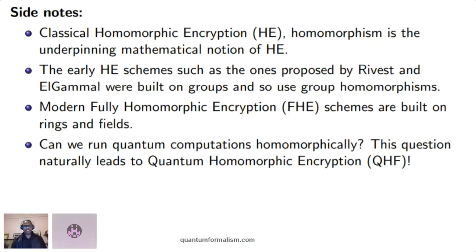And the modern ones, like fully homomorphic encryption over the torus, for instance, are built on much richer structures, like rings. So for those of you interested in homomorphic encryption, this is the simplest level at which to get familiar with the notion of homomorphism. You are encouraged to go and think about these things before we get to more complicated structures. And obviously, this is just a side comment. This is classical homomorphic encryption. People are asking, can we run quantum computations homomorphically?